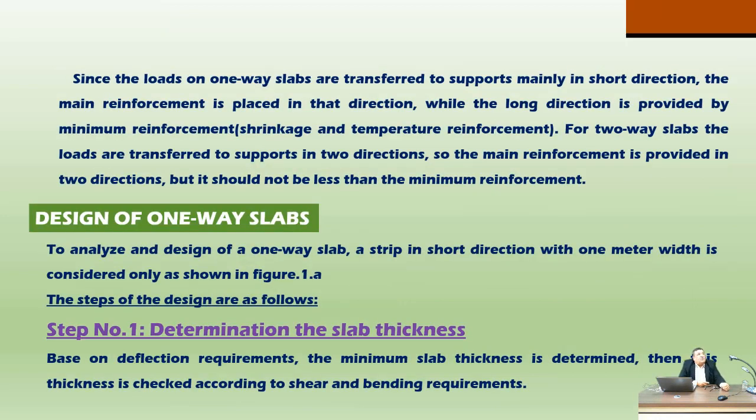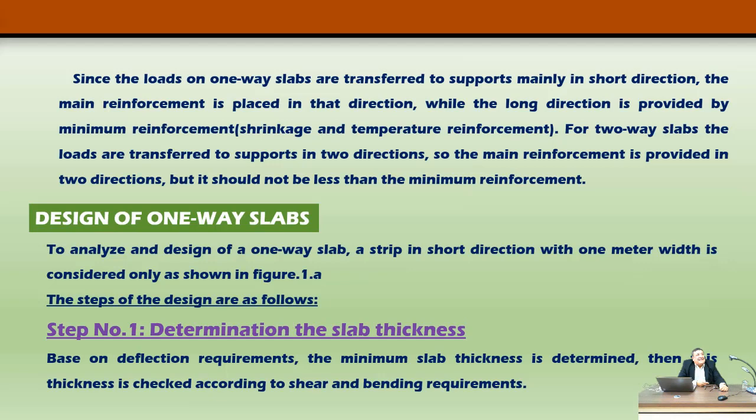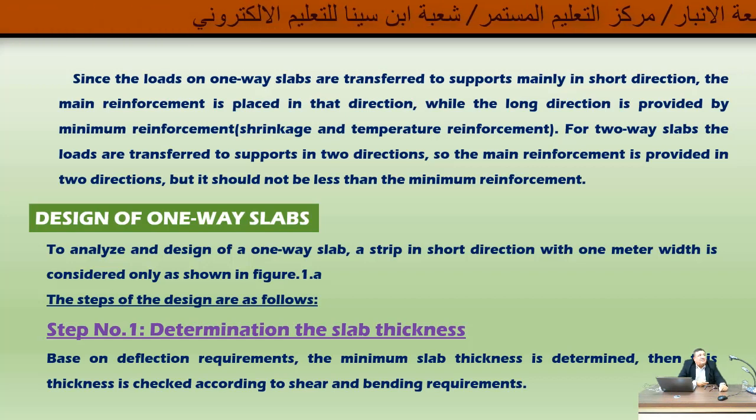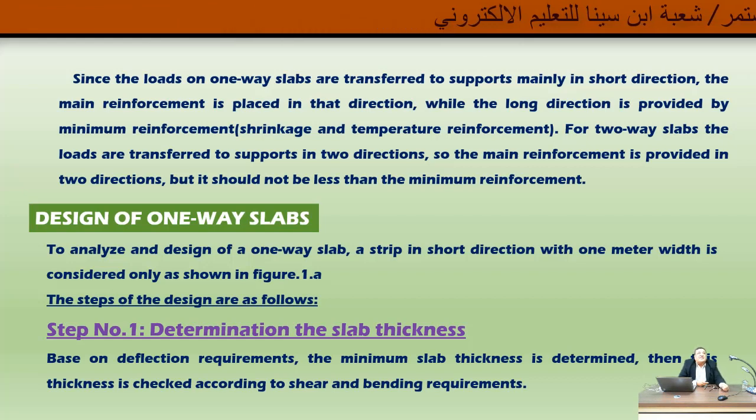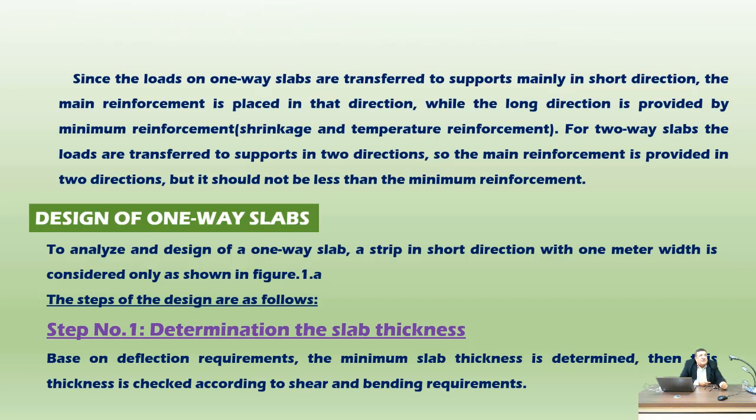Since the loads on one-way slabs are transferred to support mainly in short direction, the main reinforcement is placed in that direction, while the long direction is provided by minimum reinforcement, called shrinkage and temperature reinforcement. For two-way slabs, the loads are transferred to supports in two directions, so the main reinforcement is provided in two directions, but it should not be less than the minimum reinforcement.